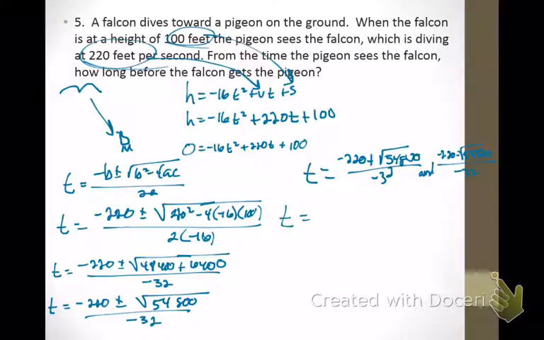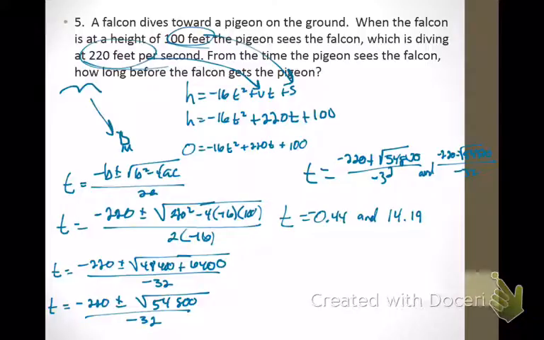So, negative 220 plus the square root of 54,800 divided by negative 32 gets us negative 0.44. And now go the other way. Negative 220 minus the square root of 54,800 divided by negative 32, which is 14.19. So what do those numbers mean?